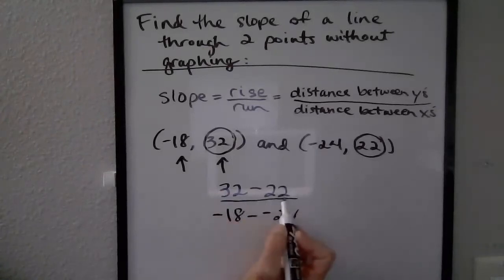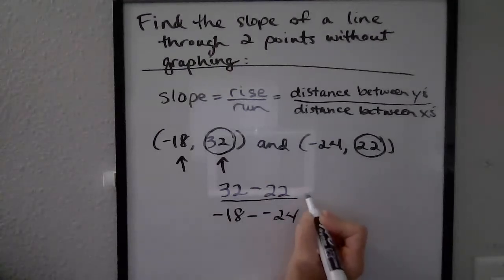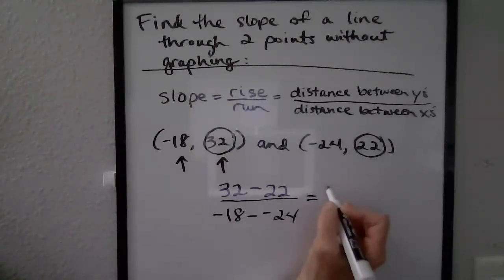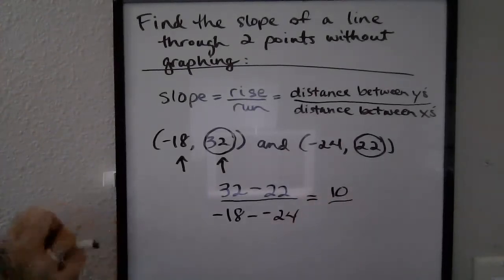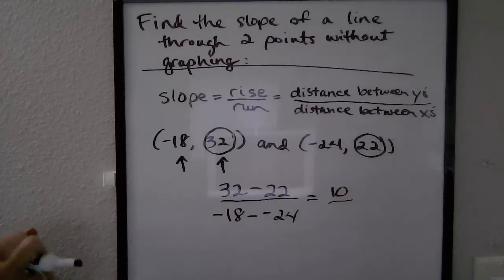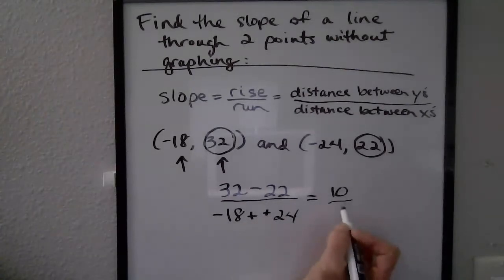The distance between the y's gives me my rise. The distance between my x's gives me my run. In the numerator, we have a nice little subtraction problem. It's just 10. In the denominator, we've got a lot of negatives going on. I like to add the opposite to find subtraction a little bit easier. You might have a different method. However you choose to do it, your answer should be positive 6.